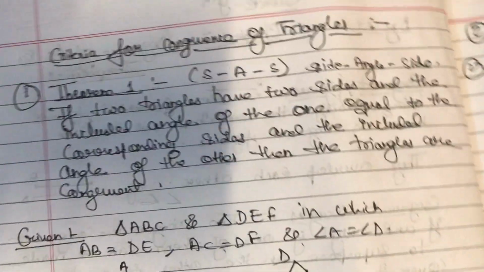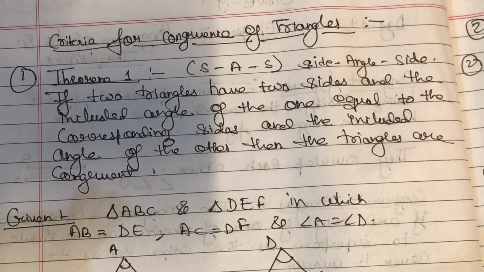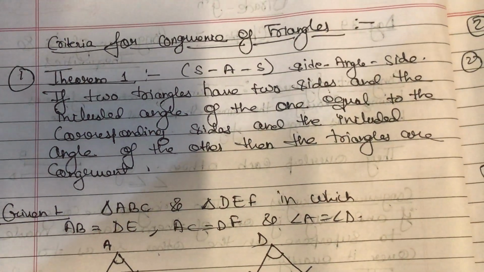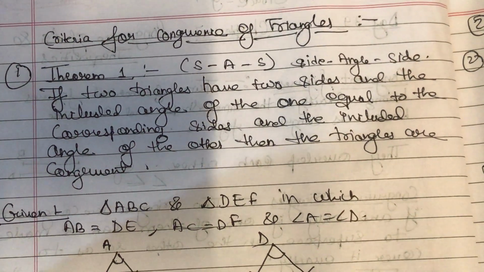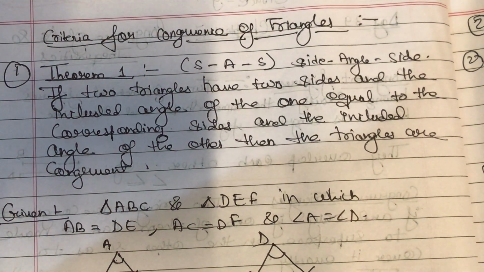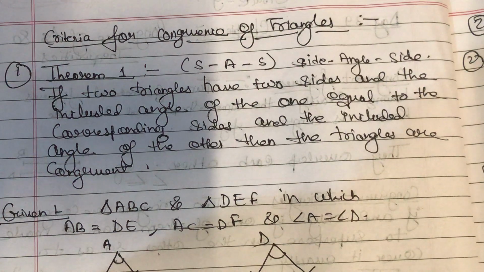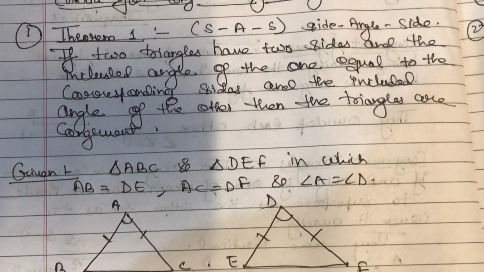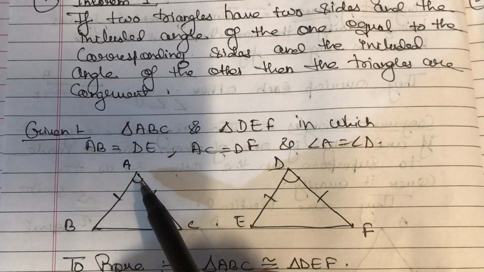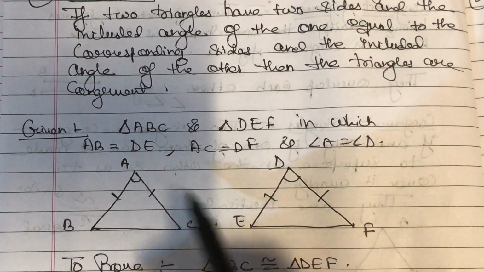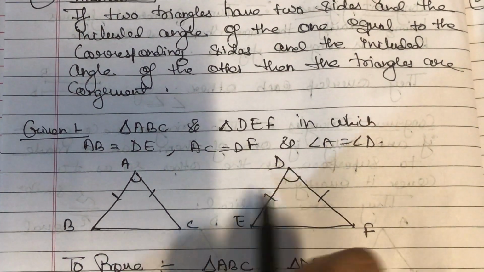Moving ahead. Now let's talk about the different criteria used for congruence. The first one is SAS, that is side angle side. It states that if two triangles have two sides and the included angle of one equal to the corresponding sides and the included angle of the other, then the triangles are congruent. It means that if there are two triangles ABC and DEF such that angle A is equal to D, AB is equal to DE and AC is equal to DF, then both triangles are congruent.